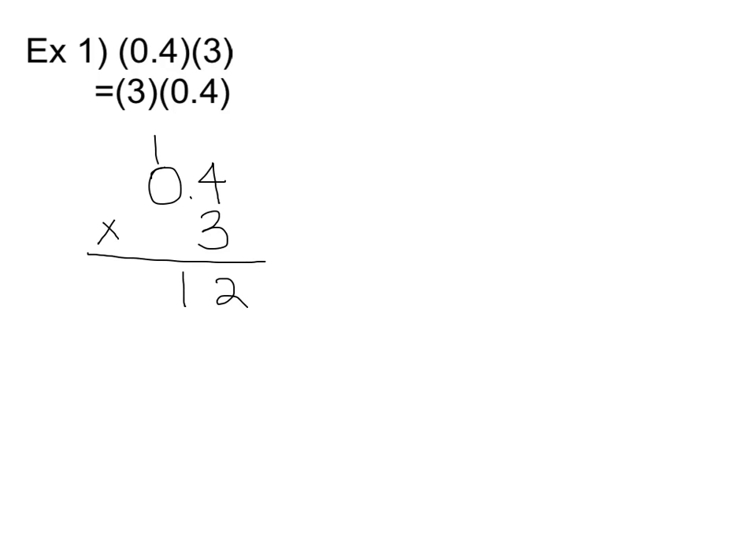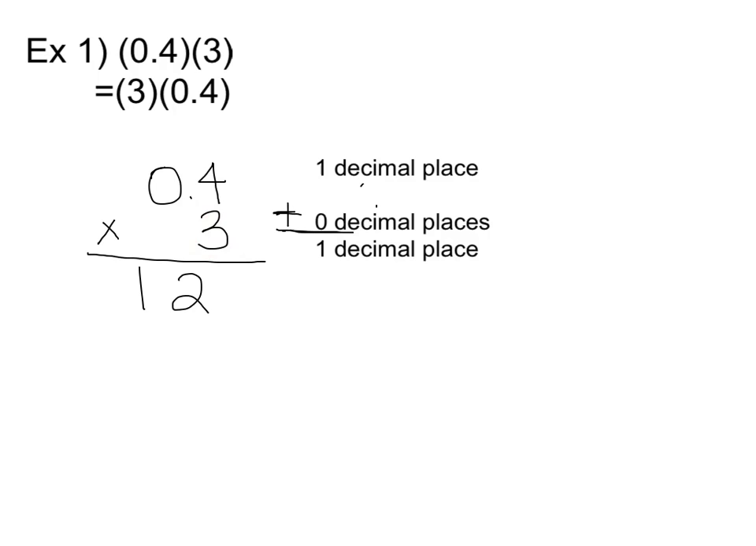Now we need to figure out where our decimal place goes. What you're going to do is look at your original terms. So our 0.4 has 1 decimal place, and our 3 has 0 decimal places. You are simply going to add up the decimal places from each of your terms, and that's how many decimal places you're going to need to go in.